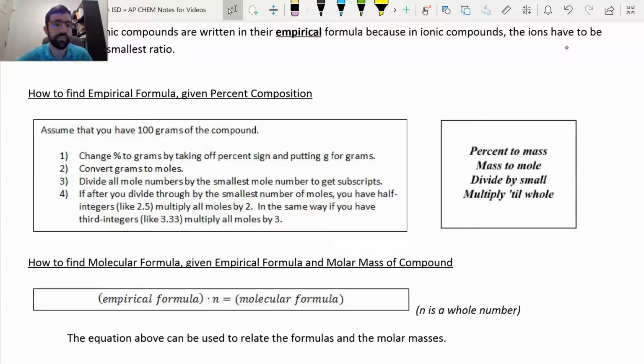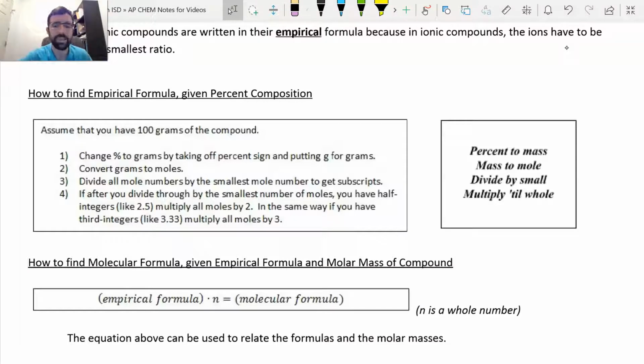This is the method for finding the empirical formula given the percent composition. And I want you guys to catch, you can start at any point in this process. Let's say that I'm given moles. I would start at step 3. If I was given grams, I'd start at step 2. You start at whatever point in this process pertains to the information that you've been given in the problem. We'll do some examples.